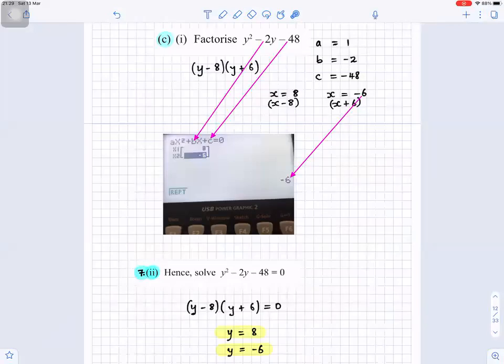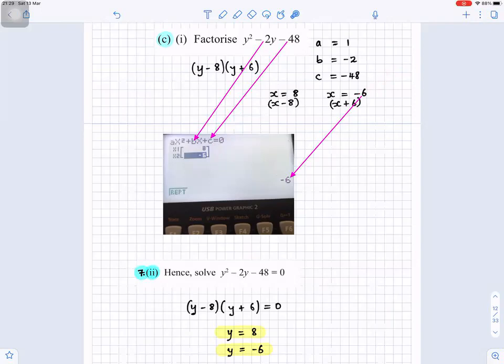For C part 1, it says factorize y squared minus 2y minus 48. If you go into your calculator, the number in front of y squared, which is a, equals 1. The number in front of y is b, and that's minus 2. And the one without y is minus 48. So you use your calculator for the quadratic ax squared plus bx plus c equals 0. And you substitute a is 1, b is minus 2, c is minus 48. It will give you two answers. x equals 8 and x equals minus 6.